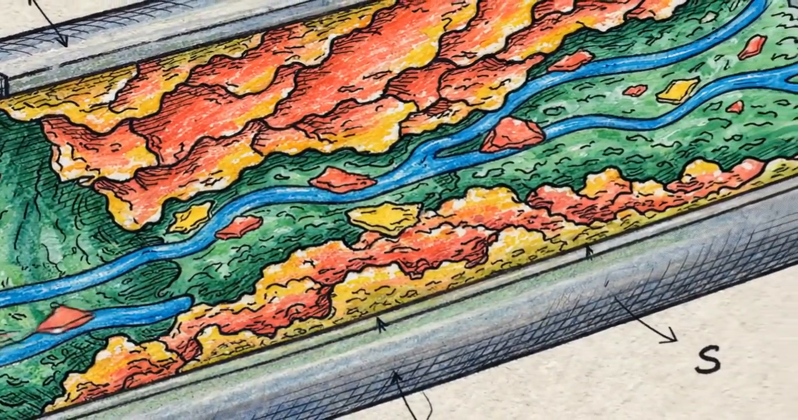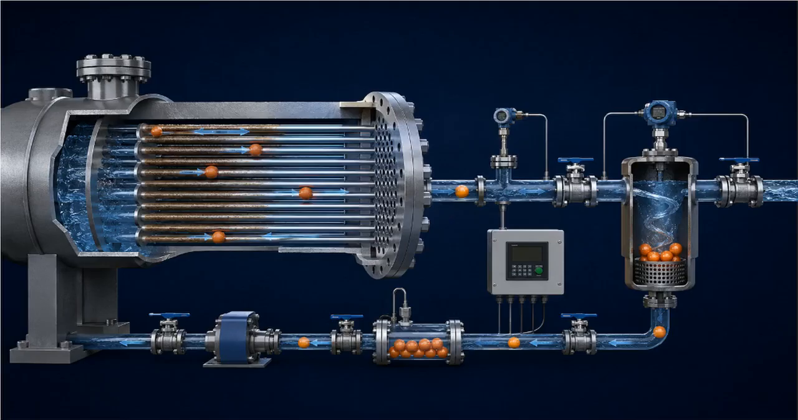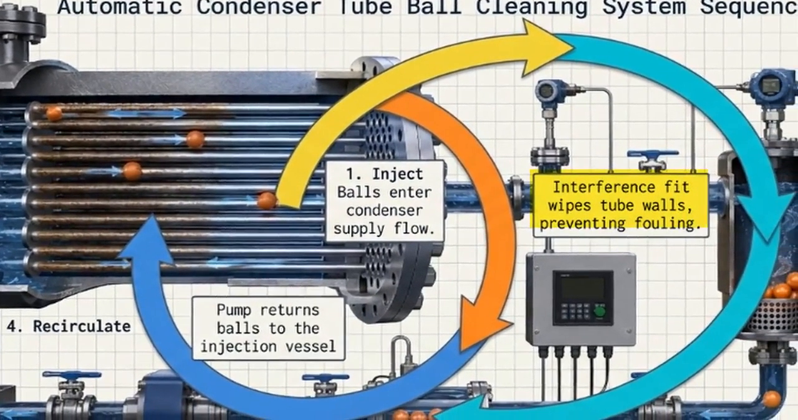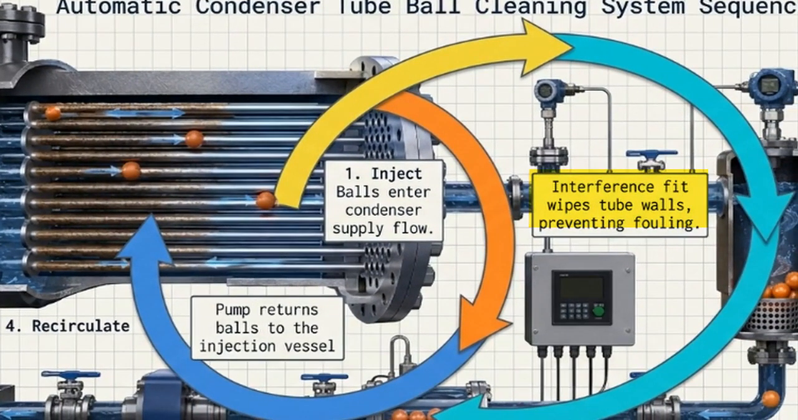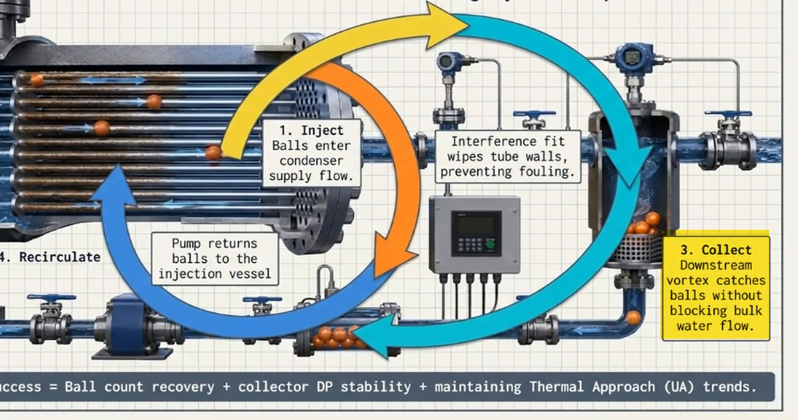The physical benchmark of this entire water treatment architecture is thermal efficacy, maintaining a 0 fouling factor on the heat transfer surfaces inside the chillers. Chemicals alone will eventually fail to maintain this perfection. To preserve the approach temperatures, continuous physical scrubbing of the condenser tubes is required. This cycle relies on an interference fit. Vulcanized rubber sponge balls are injected into the supply flow, wiping each internal tube wall to remove soft scale before it cures. Downstream, a vortex screen catches the returning balls for recirculation without impeding the bulk cooling flow.